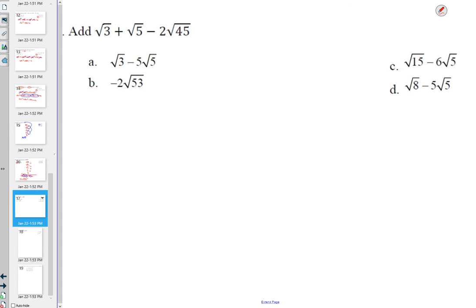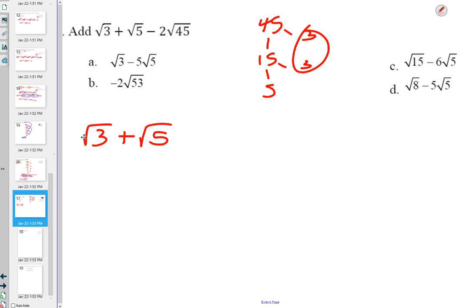Can I add any of these radicals? No. Now 3 and 5 are prime, so I cannot do anything with those. But the 45, maybe I can do something with in a tree. I'm not done yet. If I bring out a 3 to join a -2, what's -2 times 3? And I leave the 5.